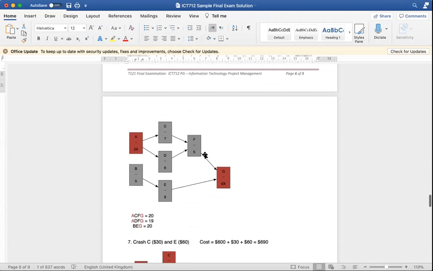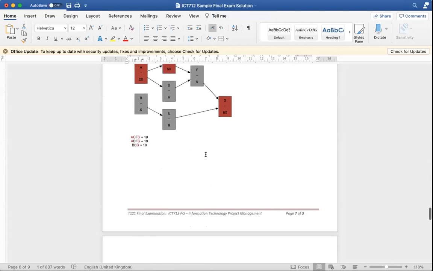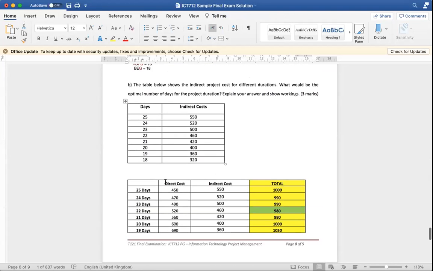So you can see what we've done here. You're going to go here and create a table. Say, all right, my direct cost for each period is this. My indirect cost has been given to me. My total project cost is my accumulation of direct costs and indirect cost, which you can then add together. And then from there, you can decide, oh, this is 980. I can finish the project in 22 days and it costs me 980, or I can finish the project in 21 days and it can cost me 580.